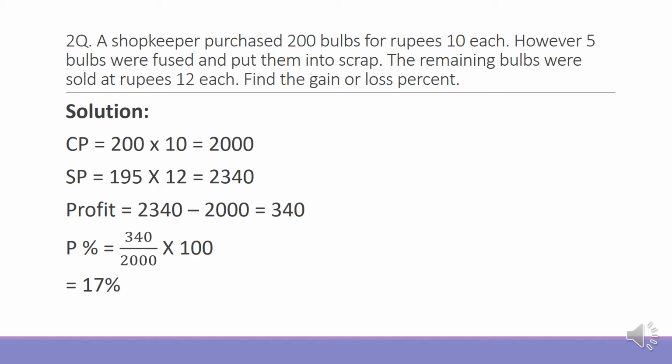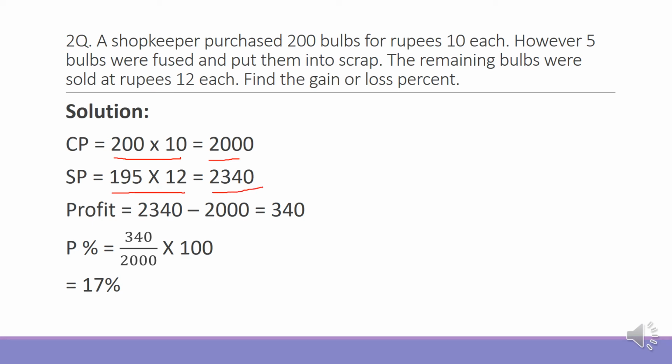So here the shopkeeper bought 200 bulbs for rupees 10 each. Then the total cost price is 200 into 10, that is equal to 2000. Here 5 bulbs were fused, the remaining are 195 bulbs, and he sold each of them for 12 rupees. Then the selling price is 195 into 12, that is equal to 2340.